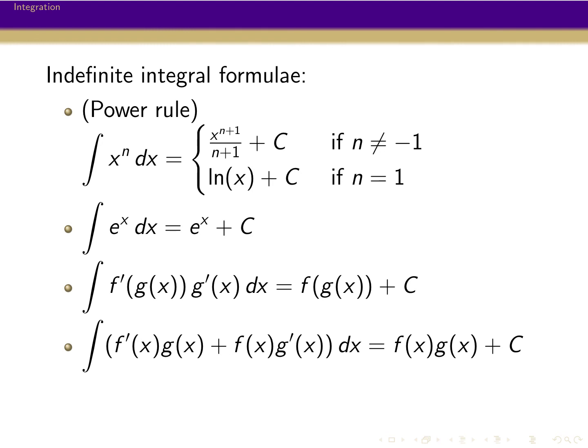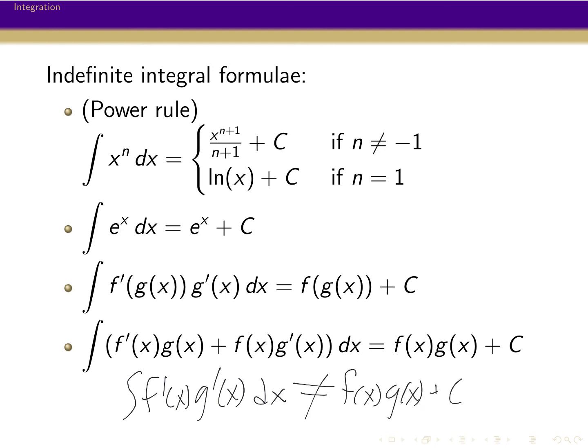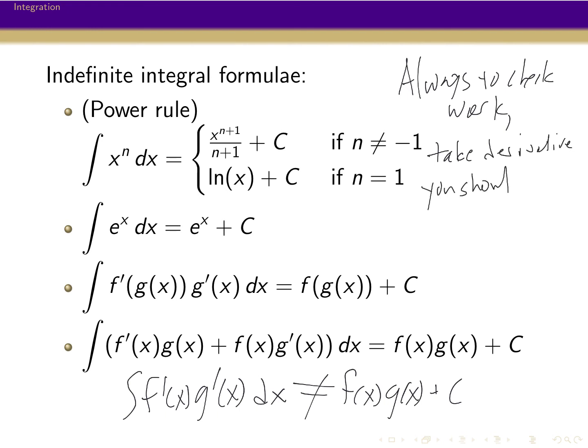And then the last thing is, this is just the product rule written out backwards, doing it by integration. I think the important thing to note is that the integral of f prime x g prime x dx is not equal to f of x g of x plus c. That's just because taking the derivative of f of x times g of x does not give you f prime x g prime x. And that's one thing you can always do to check your work: you can always take the derivative afterwards, and you should get back your original function.